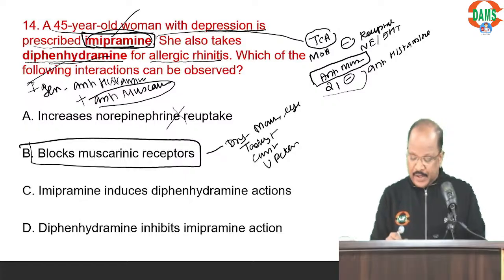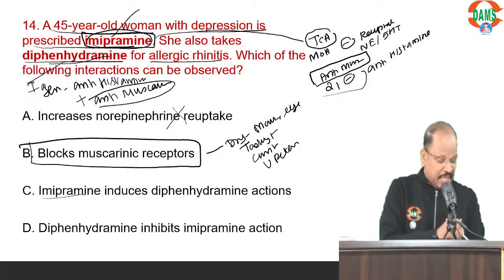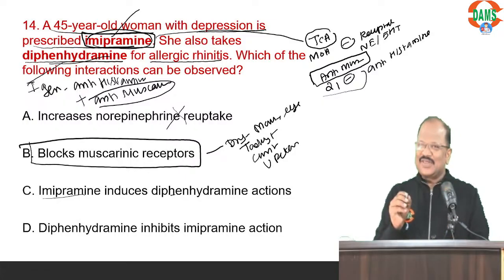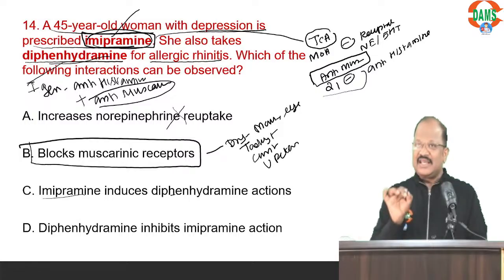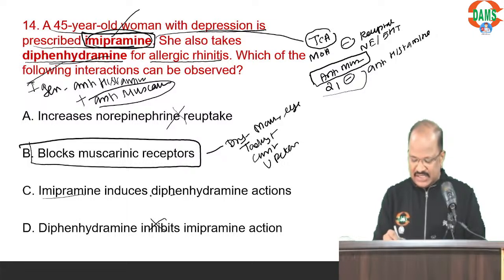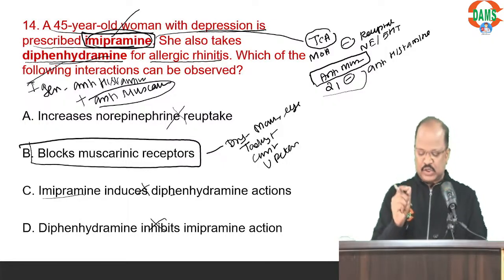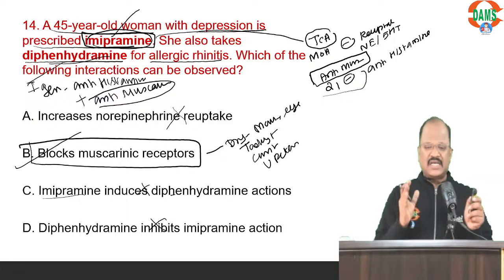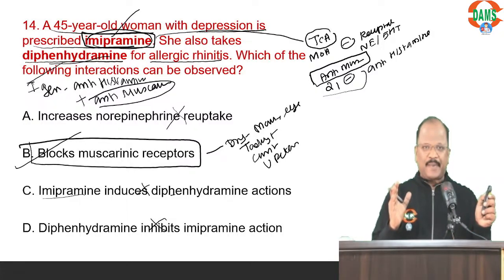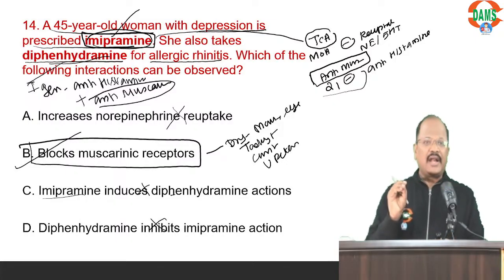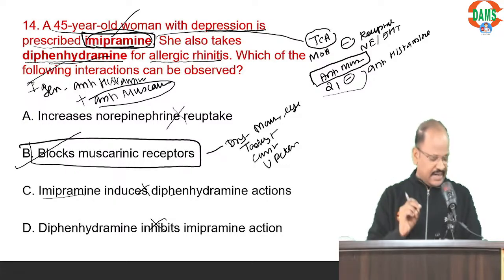Imipramine is blocking H1, then how is this acting? No, no, no. See, both have antihistaminic property, that's all. Don't get confused. And diphenhydramine inhibits, no, this is wrong. They don't have enzyme induction or enzyme inhibitor property, so no such interaction. The best answer for this question is option B, because when you give two drugs having the same property, additive anticholinergic property causes more and more anticholinergic adverse effects like dryness of mouth.